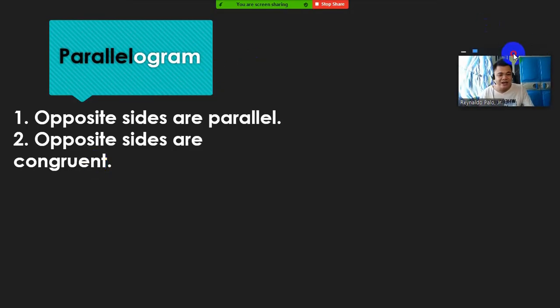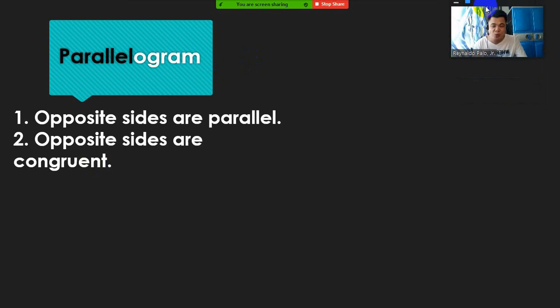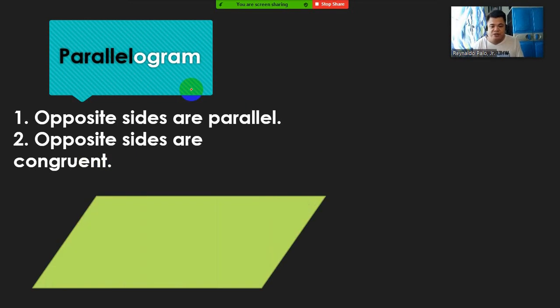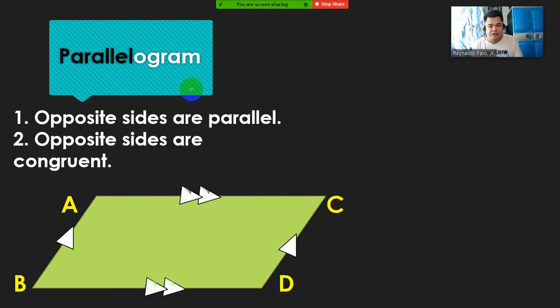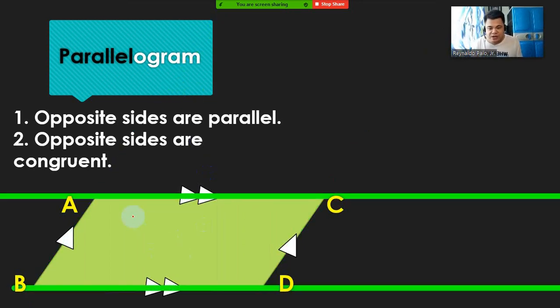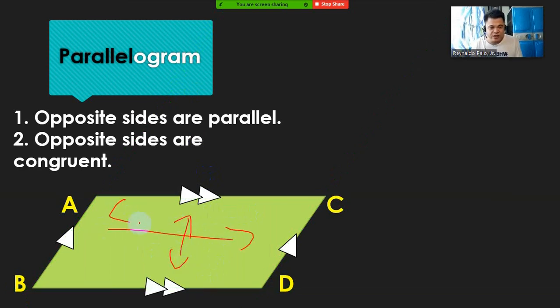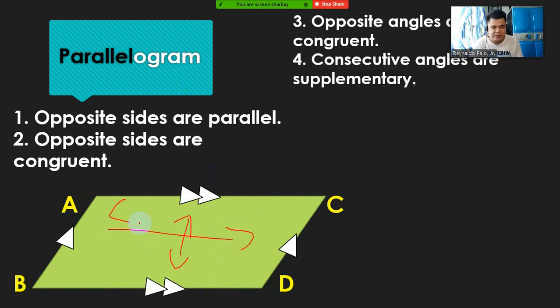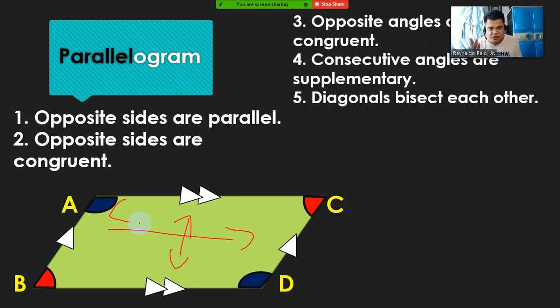Okay, thank you. Now, let's have the first type of quadrilateral, which is a parallelogram. It's not only about having two pairs of parallel sides. There are also other properties that we have to take note about a parallelogram, like the following. The first one, opposite sides are parallel. Then the other one, opposite sides are congruent. As you can see, if the two sides are parallel, we can also say that the opposite sides are congruent. Then the third one is opposite angles are congruent.